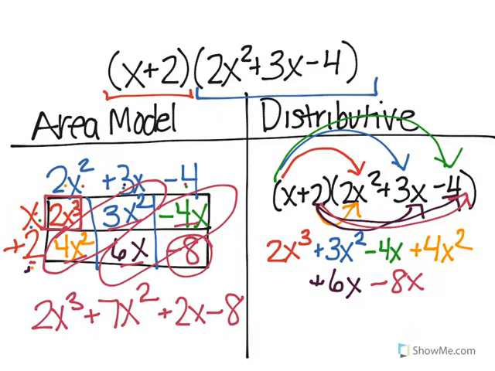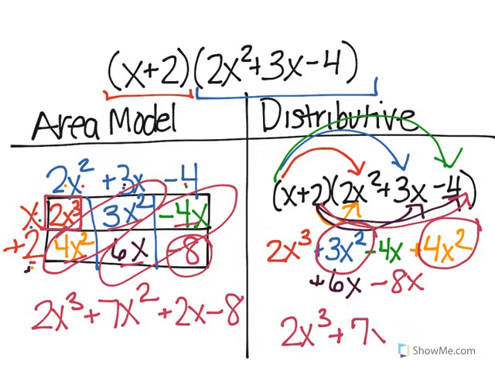Remember, like terms have to have the same degree. So again, just like in the first one, my highest degree, 2x cubed. Now I'm looking for my x squared terms. I have positive 3x squared plus 4x squared is 7x squared. Negative 4x plus 6x is 2x, minus 8. And I made a mistake here. There should not have been an x in this term, right here, so negative 8.